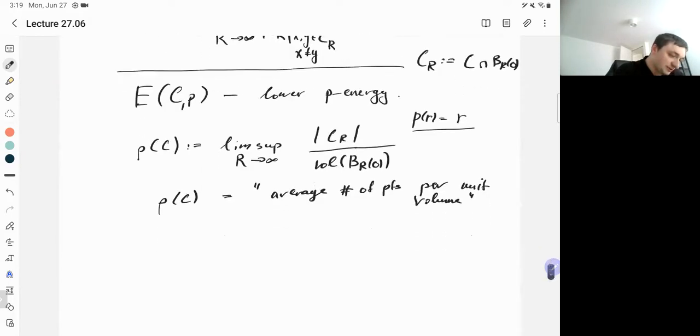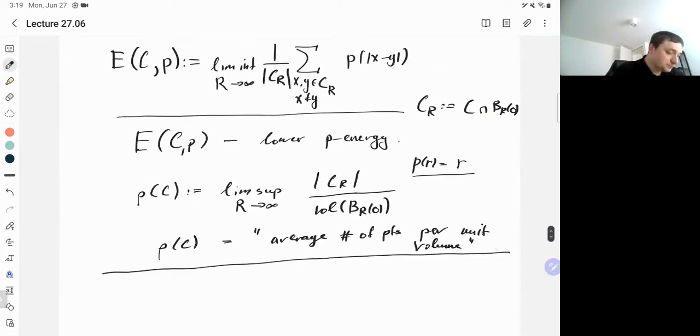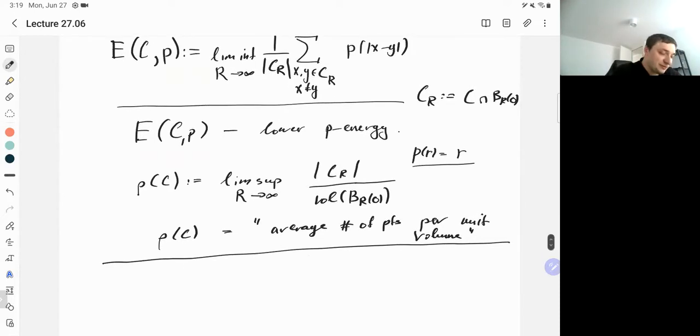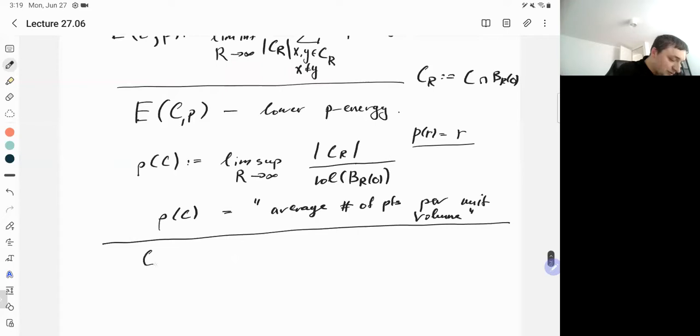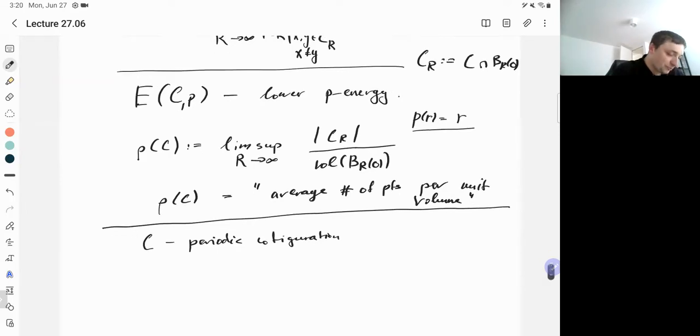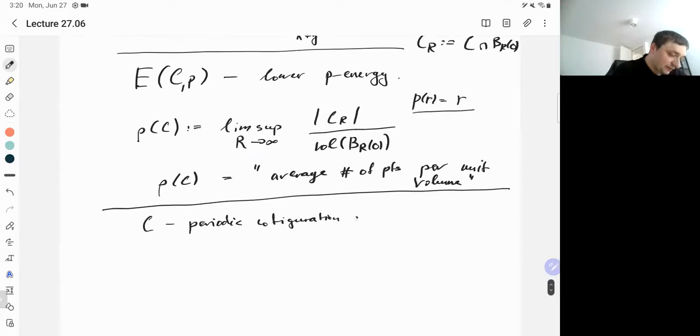So this is what the intuitive definition is. Okay, and so here there are these lim inf and lim sup. In the rest of this course, I will only talk about the case when C is a periodic configuration. Most interesting questions are completely open for periodic configurations. So then we can remove lim inf and lim sup in the above definition. We just take the usual limits.